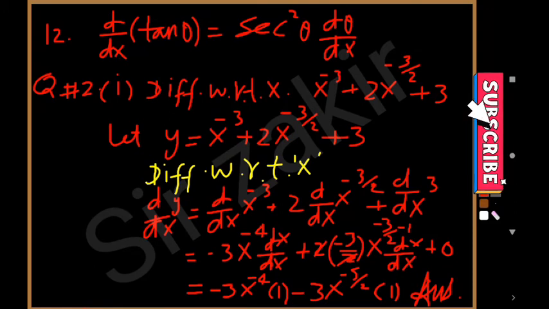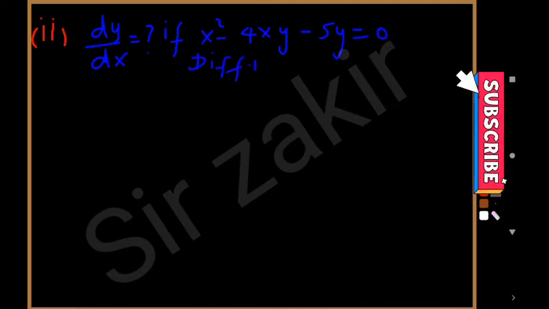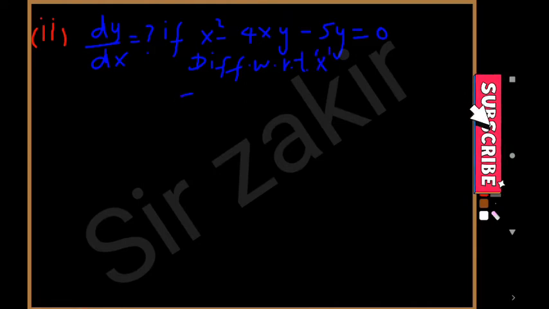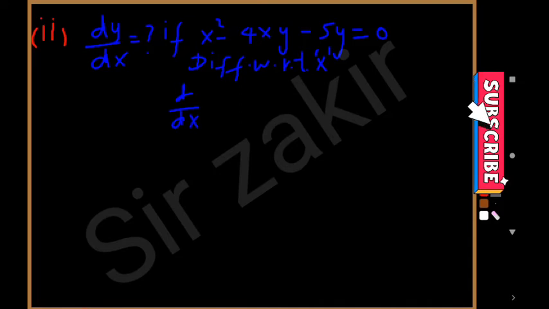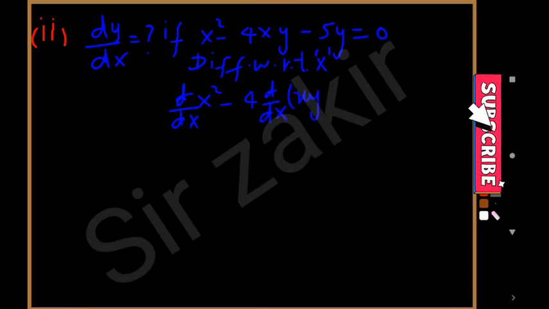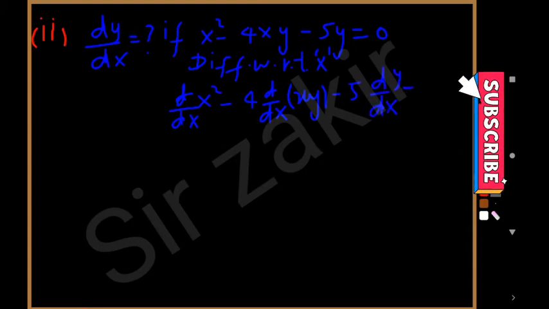Then we have number 2, to find dy by dx. If this is the form given, x square minus 4xy minus 5y is equal to 0. We differentiate with respect to x. d by dx of x square, minus 4 is coefficient, d by dx of xy, minus 5 d by dx of y. Right hand side d by dx of 0.